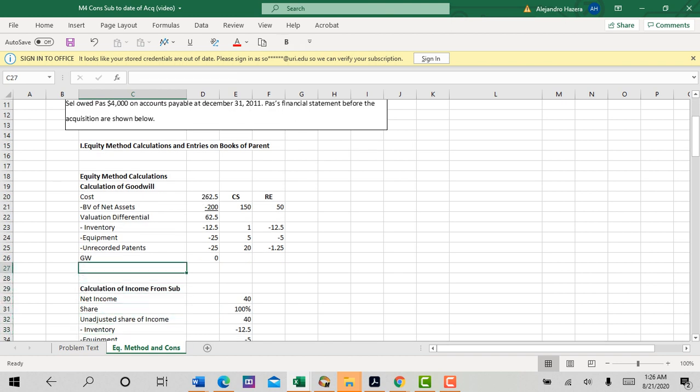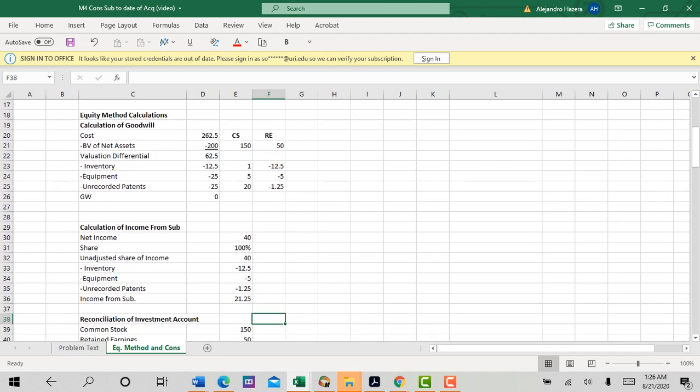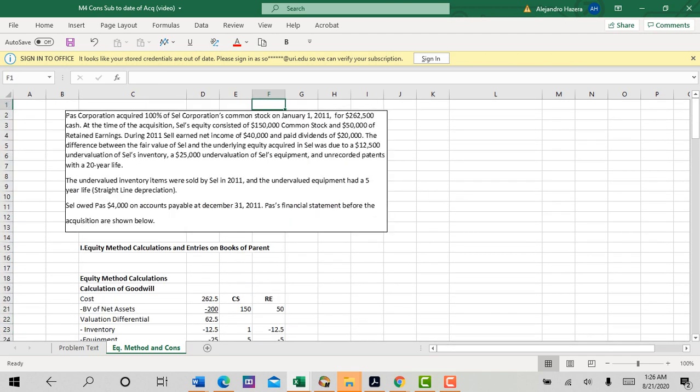Here was our income, our equity method, the cost, goodwill. It was cost 262.5. And we had these amounts, and the write-off amounts were for inventory 12.5, 5 for equipment, and 1.25 for unrecorded patents. Per the text of the problem, which is up here, the sub earned $40,000 net income and paid dividends of 20.